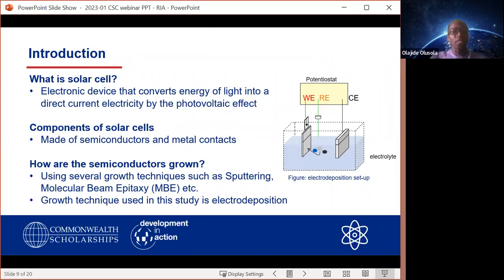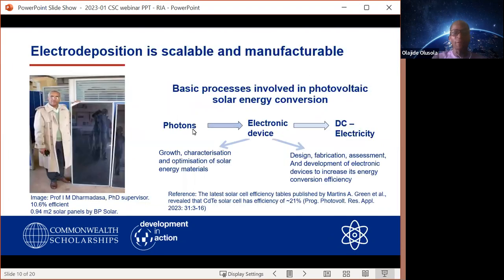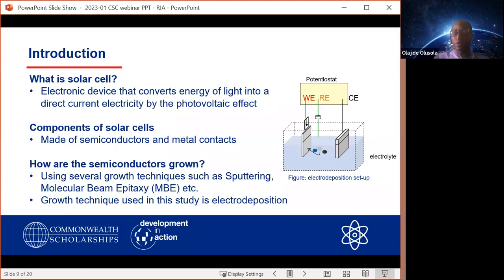Yeah, the question is, what is a solar cell? I believe everybody around us knows what solar cells are and the advantages of using solar cells in our day-to-day activities. Well, a solar cell is an electronic device that converts the energy of sunlight into direct current electricity by the photovoltaic effect. And these solar cells are basically made up of semiconductors and metal contacts. So when you see a solar panel on the roof, or anywhere it is mounted, there are certain materials that are doing the electrical current generation within the solar panels. And these materials are basically the semiconductors and the metal contacts.